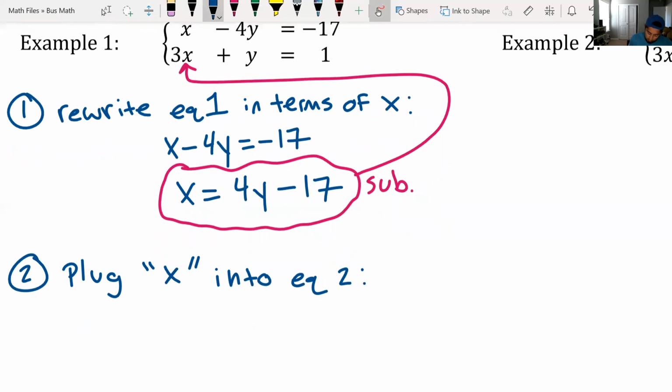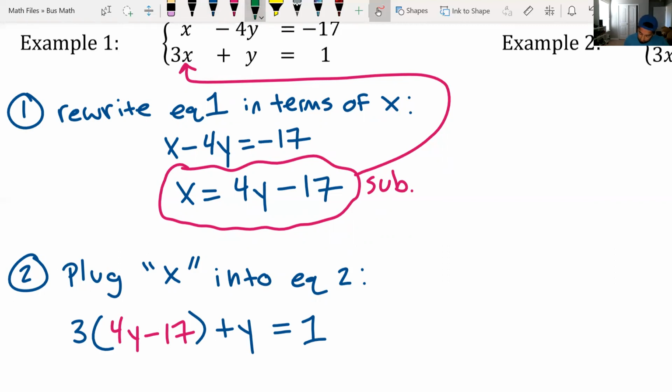I have 3 times my substitution of 4y minus 17 plus y equal to 1. And now we see that this equation is all in terms of y, which means now we're going to solve for y. I'll put that here. Solve for y.